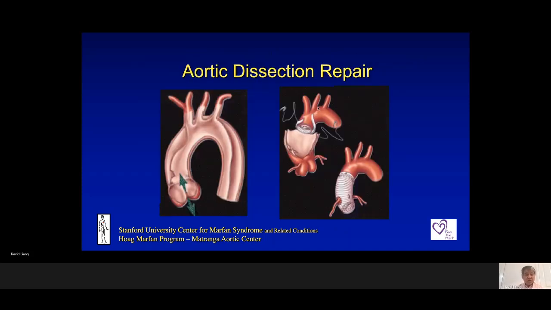But what happens once the aorta dissects? Well, this is an aortic dissection. You get a tear, blood flow, and it separates the aorta. Obviously, this is the time when we call for help and get a surgeon to help fix the aorta.